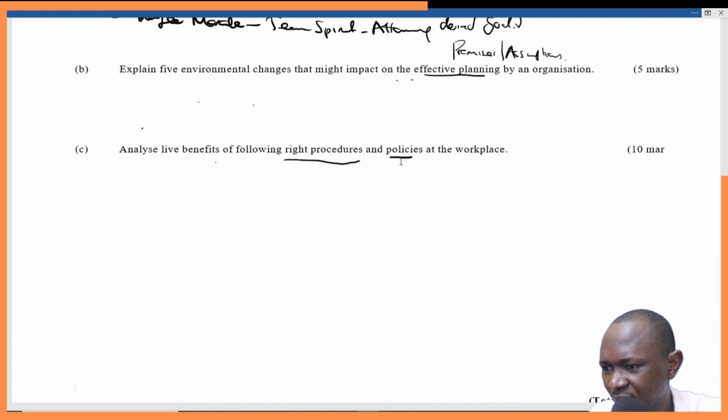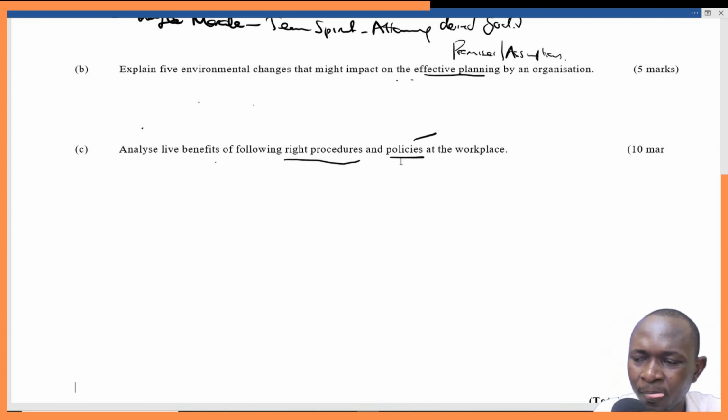Before we go to the benefits, let me mention some examples of policies. We can have an occupational safety workplace policy, a drug abuse policy, a whistleblowing policy, and such like. So, analyze 5 benefits of following these right procedures and policies at the workplace.